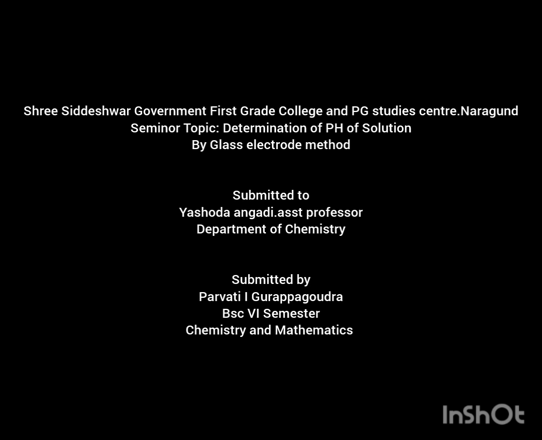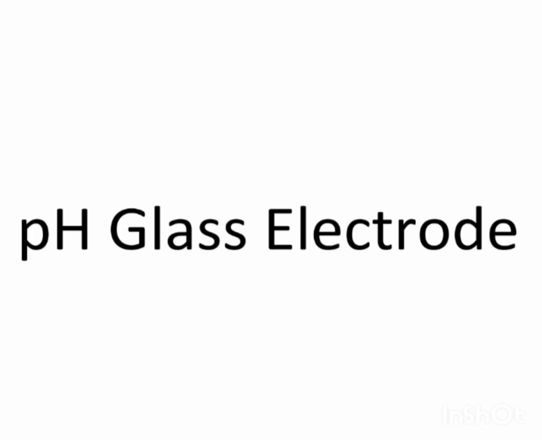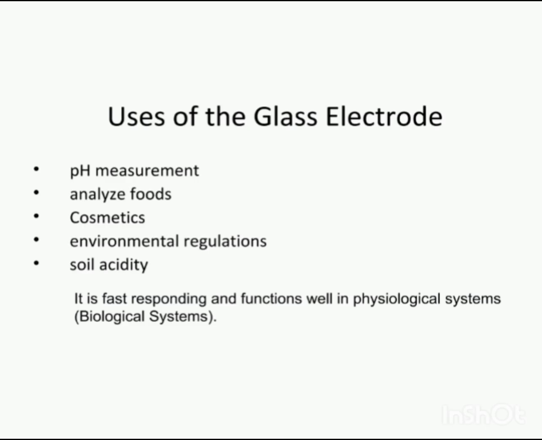Today we discussed the topic of determination of pH of solution by glass electrode method. What is a glass electrode and what are its uses? It is used for pH measurement, to analyze foods, cosmetics, environmental regulations, and soil acidity. It is fast responding and functions well in physiological and biological systems.